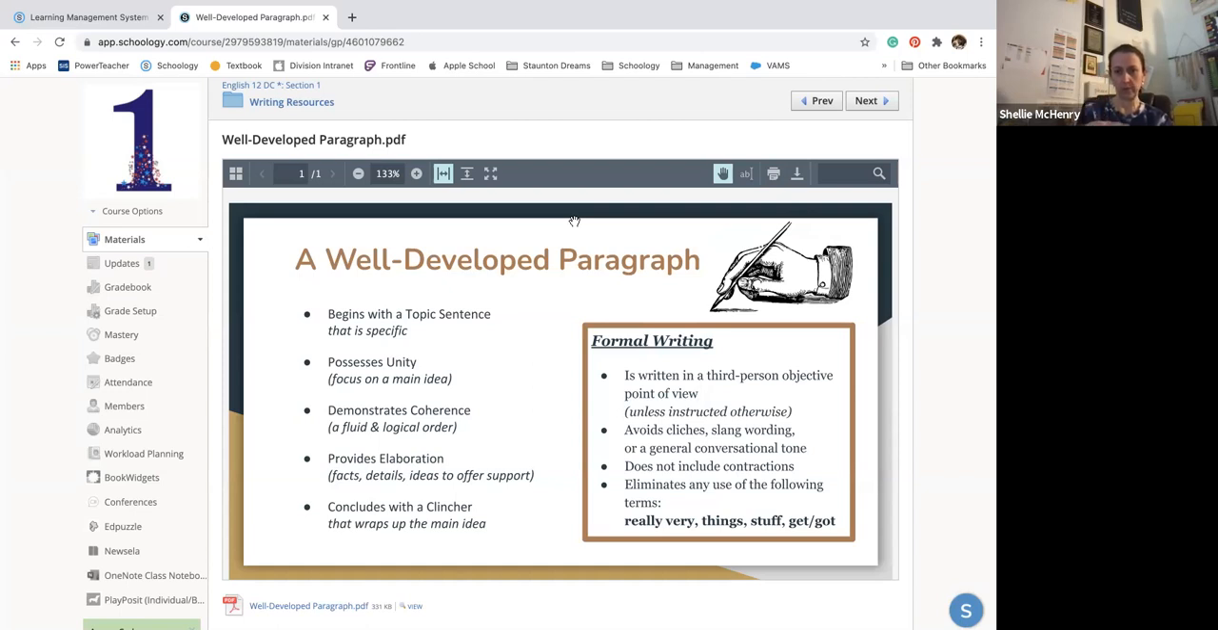As I go back and revise this slide for next year, I'm going to add no questions. I've seen that popping up more and more, but when you have formal writing, you shouldn't have questions in it. This is your platform to present your information. Who are you asking questions to?